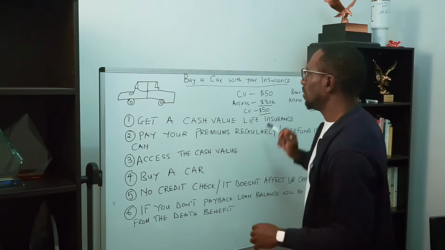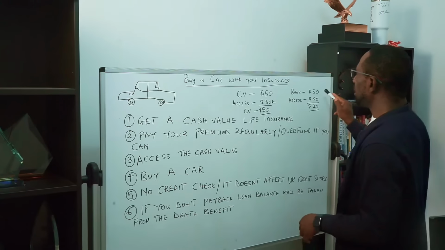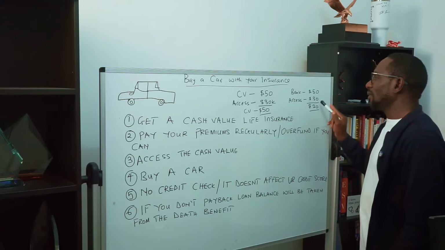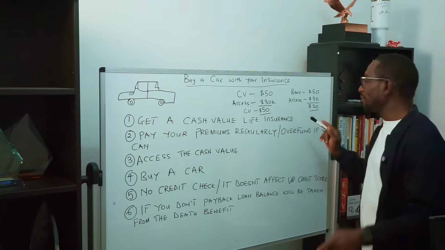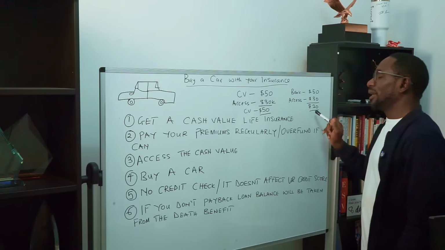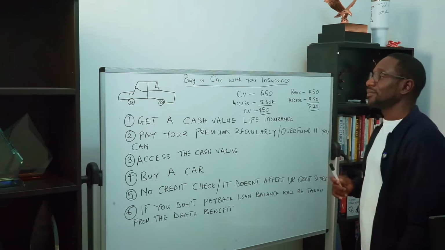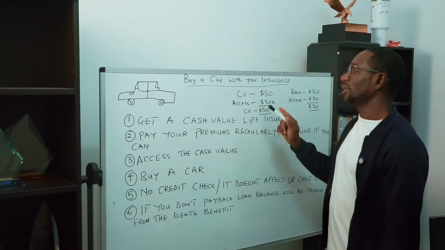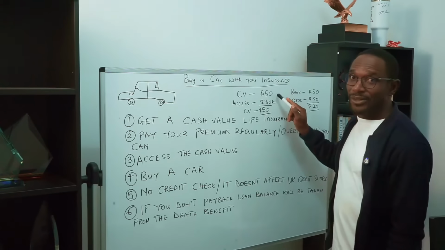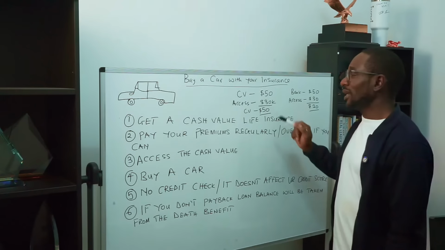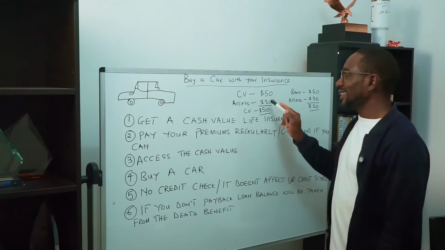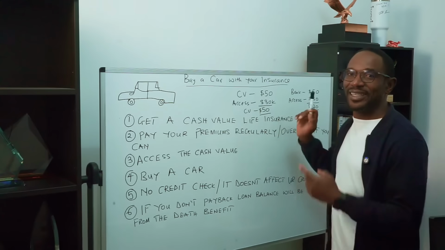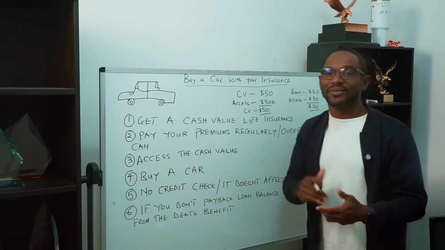But I'm going to give you a real life scenario here. If you have $50,000 in your bank account, and you take out $30,000 to buy a car, what you have left in your bank account will be $20,000. But in a life insurance policy, a cash value life insurance policy, if you have $50,000 in your cash value life insurance and you access $30,000, guess what? You will still have $50,000 in your fund value or cash value.